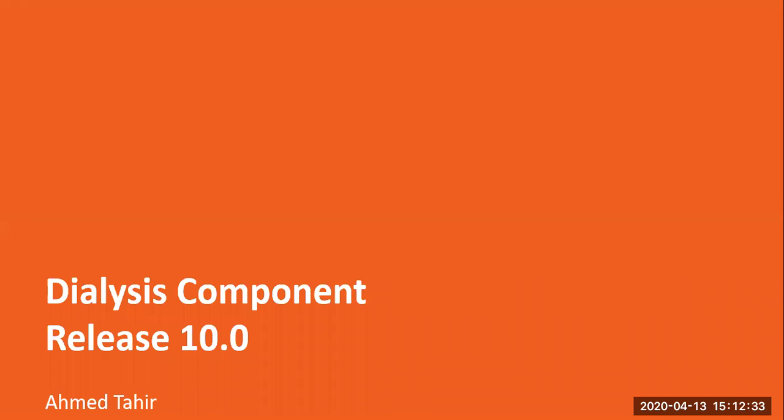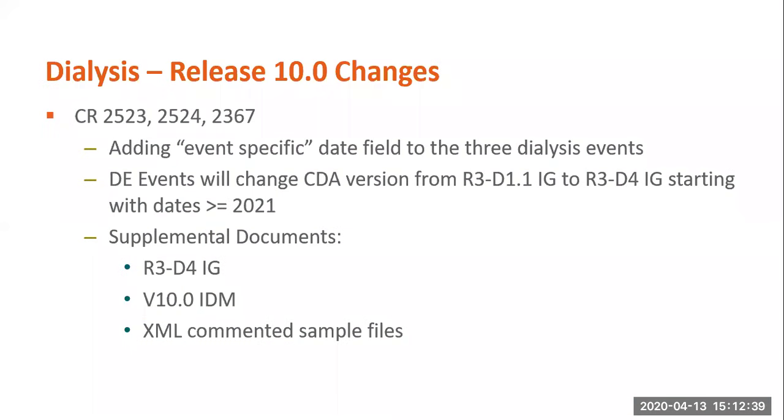Next, we'll move into new changes for the dialysis component coming in the December 2020 10.0 release. CR 2523, 2524, and 2367 is for CDA catch-up in adding the date fields to the 3 specific events in dialysis. Additionally, dialysis event CDAs will go from the R3D1.1 IG to the R3D4 IG. Any dialysis events with the date 2021 or greater will now use the new R3D4 CDA. We will provide supplemental documents on the NHSN website.